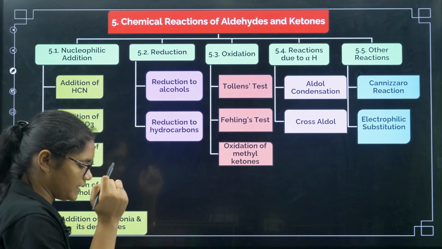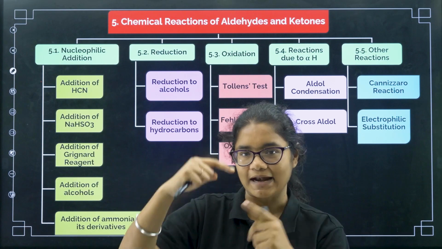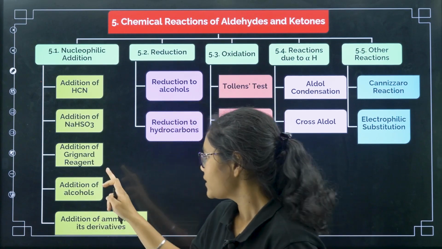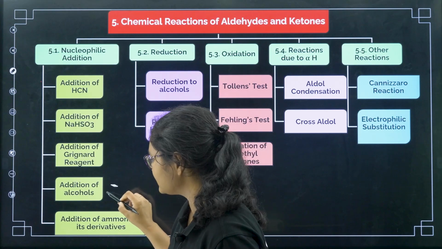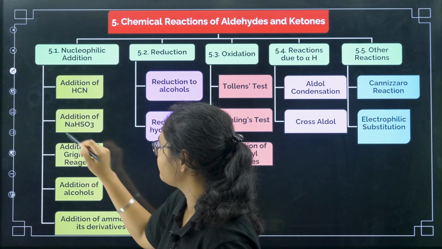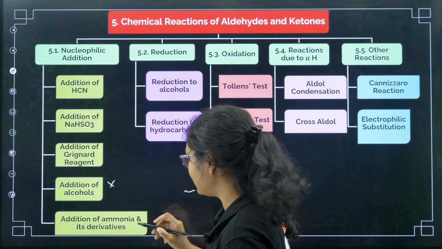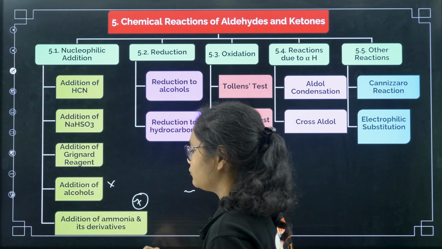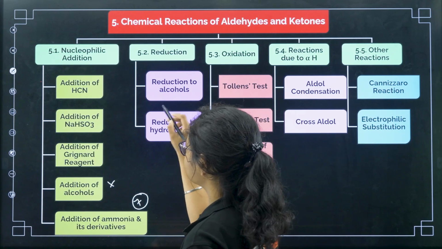Next, addition of NaHSO3. First ONa and HSO3 will be added, and then there will be proton transfer. Addition of Grignard reagent. Addition of alcohols, this is important, acetals and hemiacetals will form here, right? Next, addition of ammonia and its derivatives. How many ammonia derivatives were there? Seven were there. Clear?